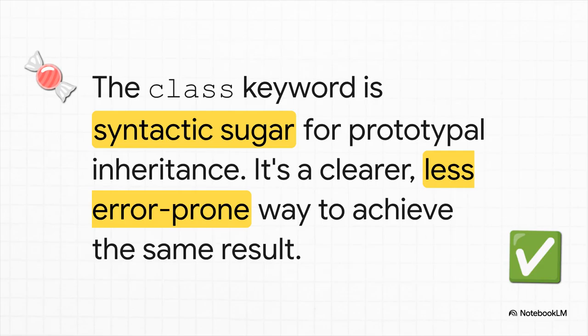So, why the change? Well, the thing is, the class keyword doesn't actually bring a new inheritance system into JavaScript. It's what we call syntactic sugar. It's just a prettier syntax. Under the hood, it's still using the exact same prototypal inheritance we've been talking about this whole time. The class syntax is just a cleaner, more intuitive, and way less error-prone way to get the same result. It does a lot of the heavy lifting for you. But knowing what's actually happening underneath, well, that's what separates a good developer from a great one.